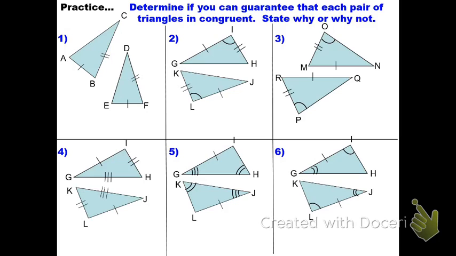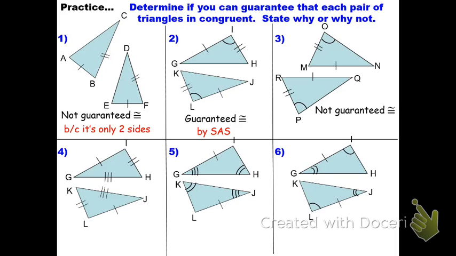Problem number 1 cannot guarantee congruence because we only have 2 parts, and we need a minimum of 3 to guarantee congruence. For number 2, these ones can be guaranteed congruent because that is angle side angle, the side is in between the angles. For number 3, we have 2 sides, but this time the angle is not in between. That would be side-side angle, which doesn't guarantee congruence. For number 4, I see 3 pairs of corresponding sides, so yes, those are guaranteed congruent by side, side, side.